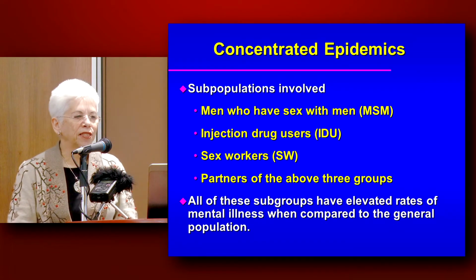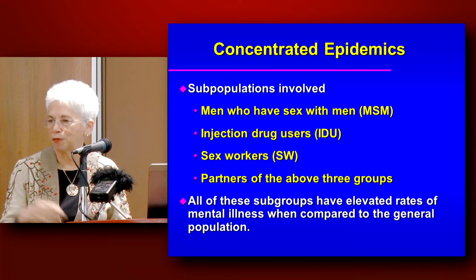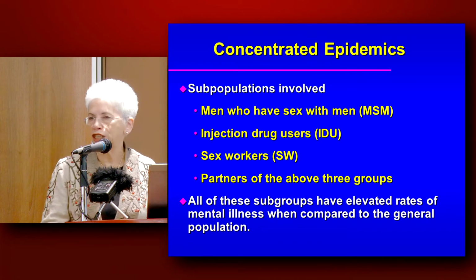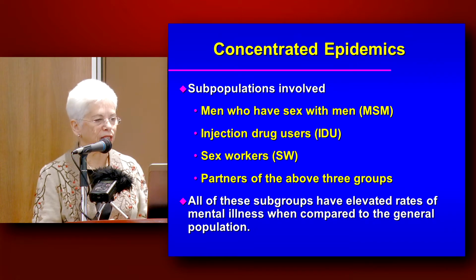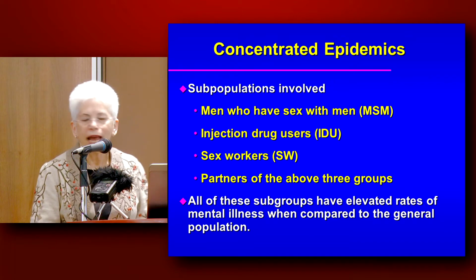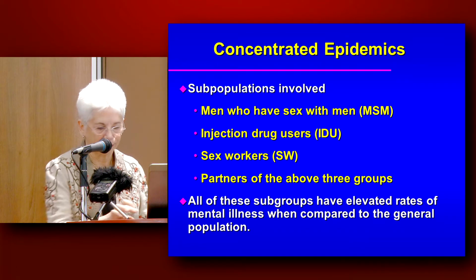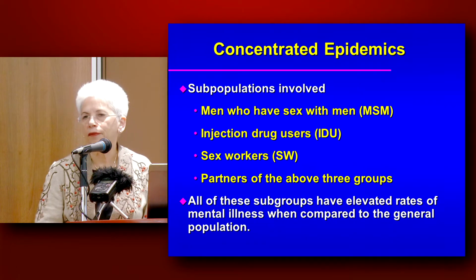So when we look at the subpopulations involved in the spread of HIV, it's men who have sex with men, injection drug users, sex workers, and partners of these groups. And all of these subgroups have elevated rates of mental illness.